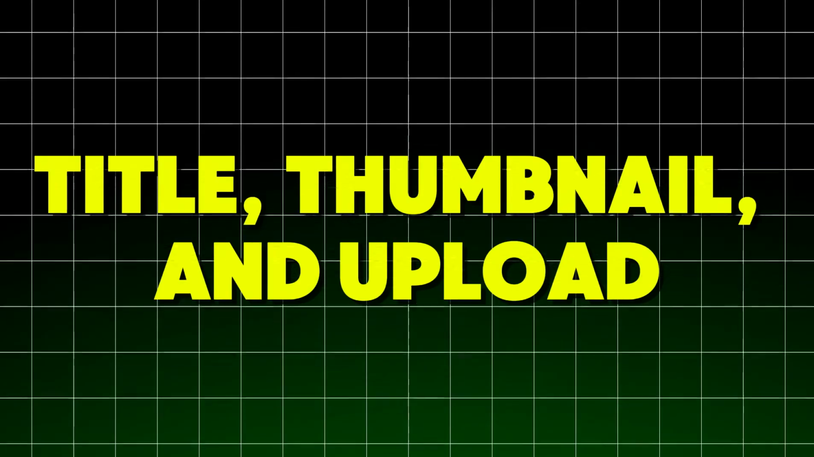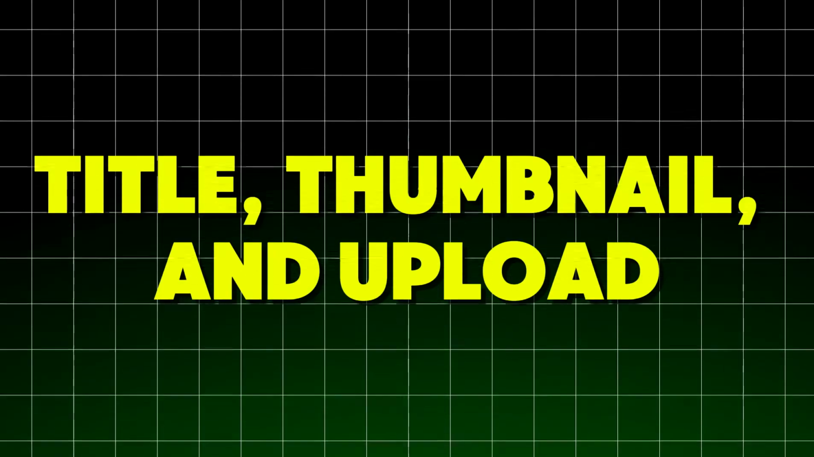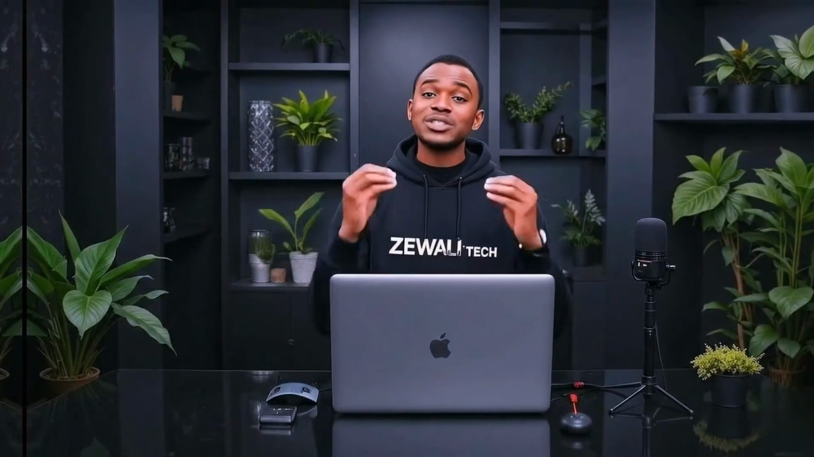Step 9. Title, thumbnail and upload. Create a clear, clickable title. Combine the topic with a small curiosity. For example, 5 simple AI tools you should try in 2026. 10 facts about topic you didn't know.